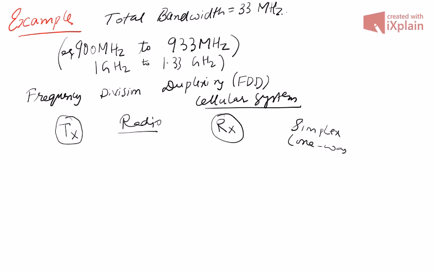Then the other, if you remember, there were earlier those walkie-talkies. What they used to do is when one person is speaking, the other is not able to speak, and when the other is speaking, the first person is not able to speak. That is called half duplex. In half duplex, we do something called time division duplexing.